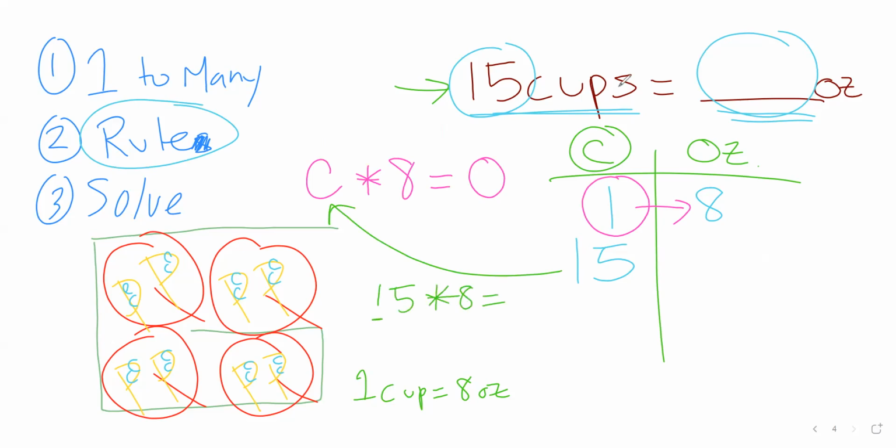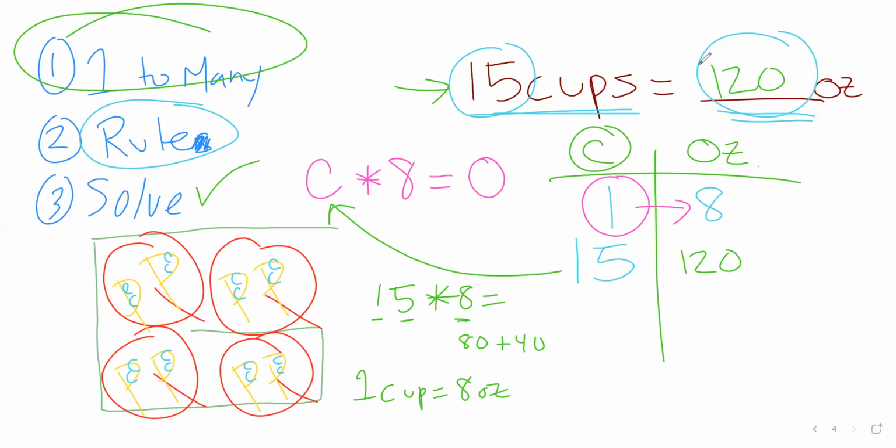Well, let's see. 10 times 8 is 80, and 5 times 8 is 40. So that's 120 ounces. And that would be my answer. 15 cups, 120 ounces. So I just solved. So again, always make your one to many. I noticed yesterday a lot of you were not doing that with your work. You were trying to just jump right in, and that made it really difficult because then you couldn't make sense of the rule because you didn't know what you were looking for. So remember, one to many. Then put your information into the data table and solve.